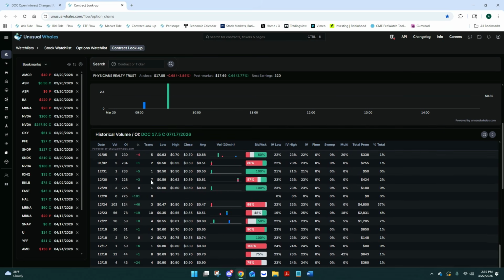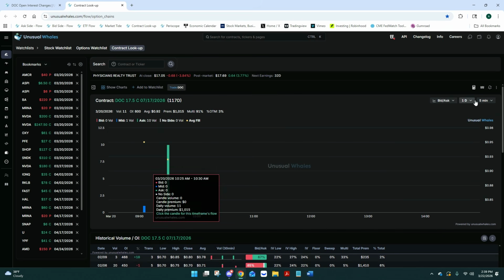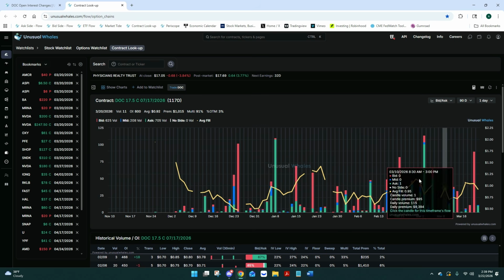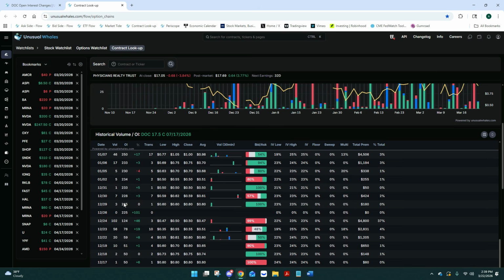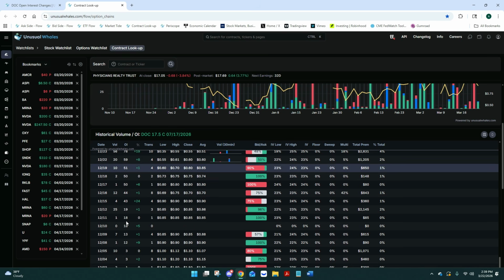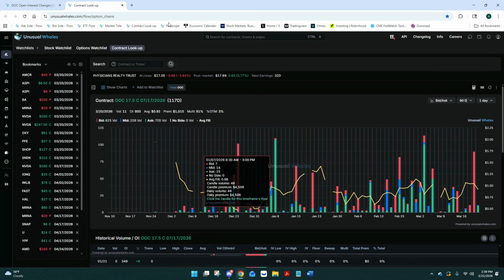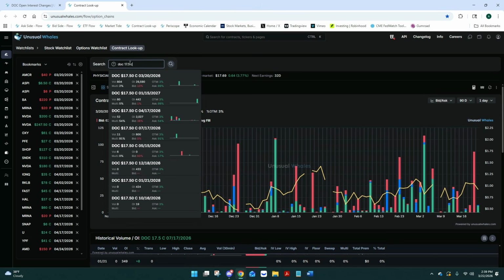So just looking at that historical here. This might have been the one we looked at there, actually. Yeah, just a lot of contracts changing hands here. Just not a lot of open interest increases. Probably nothing super worthwhile there. DLC 17.5, C again.